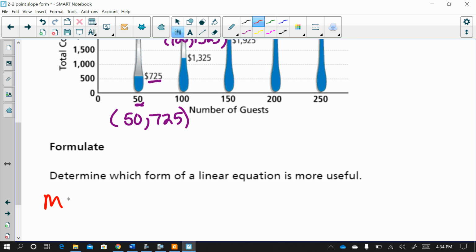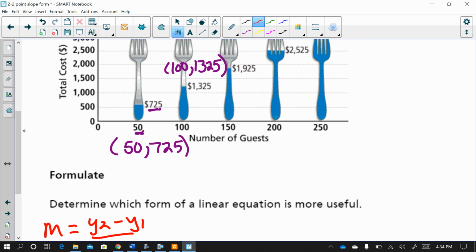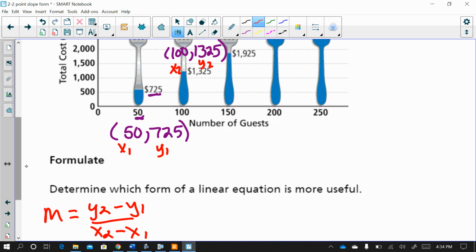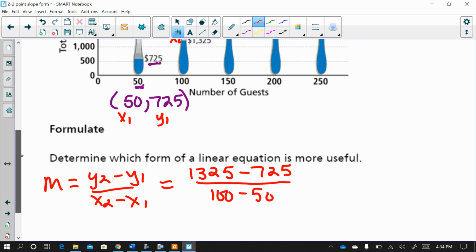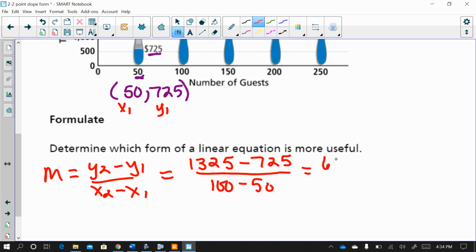So m equals y2 minus y1 over x2 minus x1. Well, I got 2 points right here. I wrote them in purple. Let's call this x1, y1, and this guy x2, y2. Let's plug stuff in. So y2, 1325, minus y1, 725, divided by x2, 100, minus x1, 50. That's equal to 600 divided by 50, which is equal to 12.